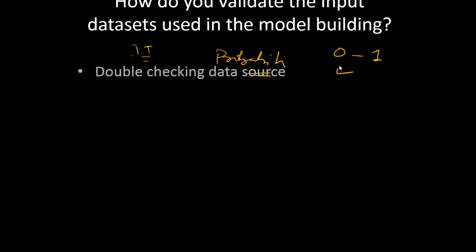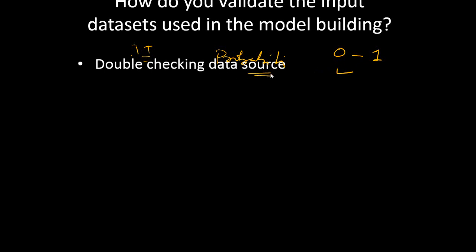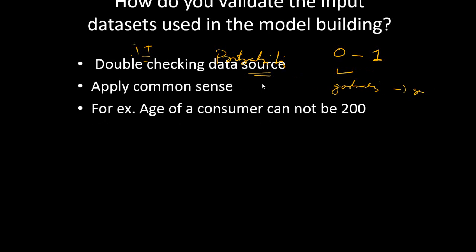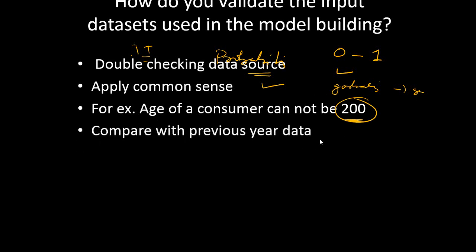So that's important. Ensure that you double check your data source, whether the source itself is correct or is a reliable source. Otherwise it will be garbage in and garbage out, so model results will be erroneous. Then apply common sense. For example, the age of customers cannot be 200, right? That's wrong data, so you also ensure that. And then compare data with the previous year.